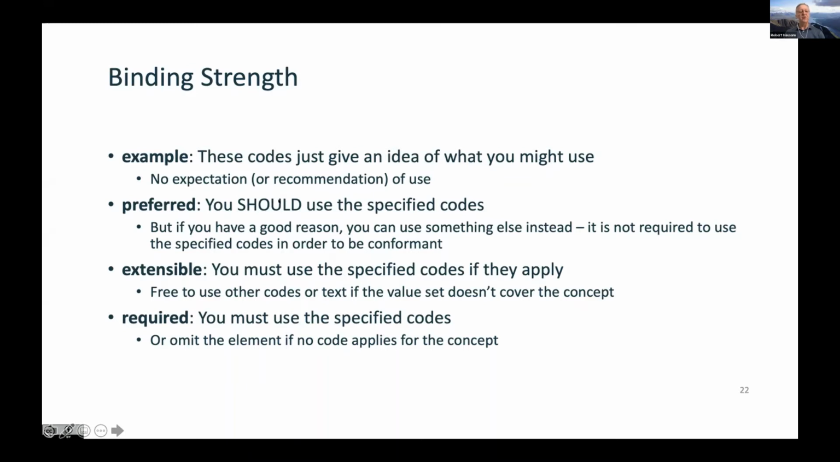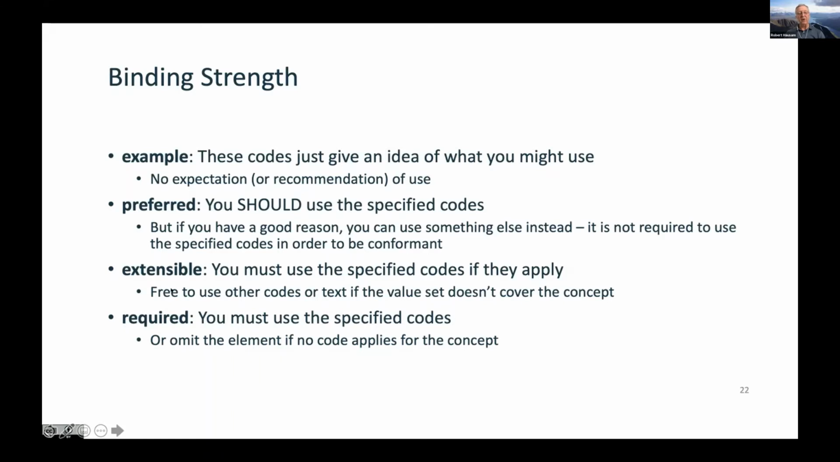The idea there is that you really should use these if you can, but if there's some good reason where you can't, maybe your country doesn't allow it, maybe your country requires you to do something else, then you can choose something else in your own profile, and you can still be conformant with the FHIR specification. Going a little bit beyond that, the extensible binding basically says you must use these specific codes if they apply. The word apply here is a little bit loosely defined. How do you know when it really applies or doesn't? There could be some discussion around that. We won't get into that right now, just be aware of it. But if it does apply to your case, you must use those codes.